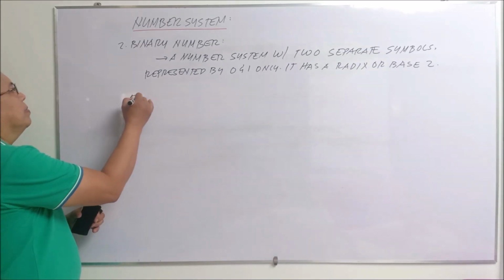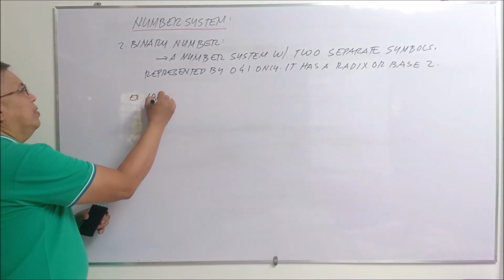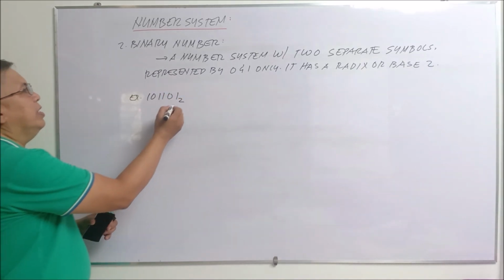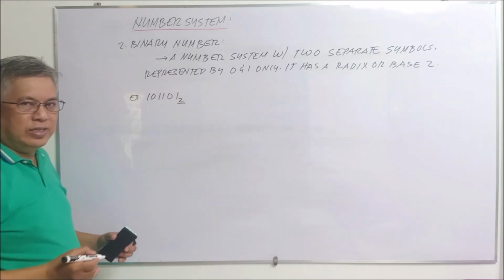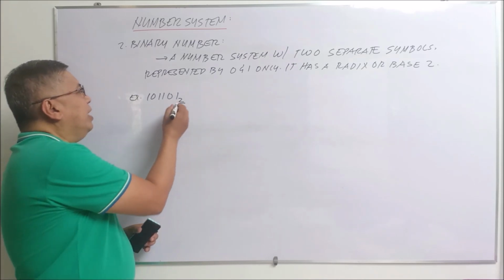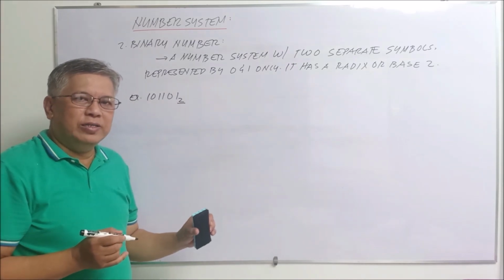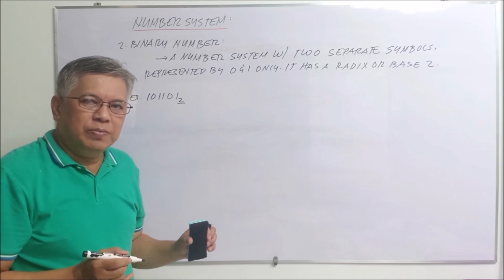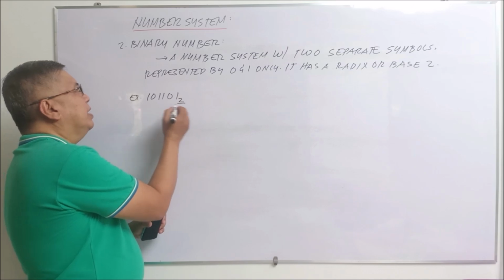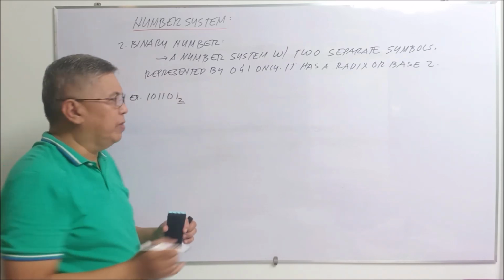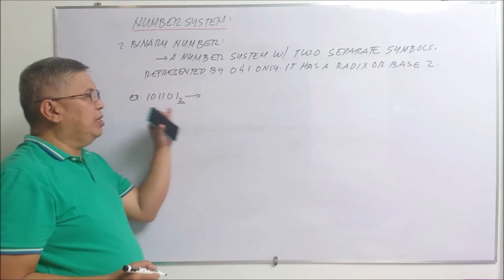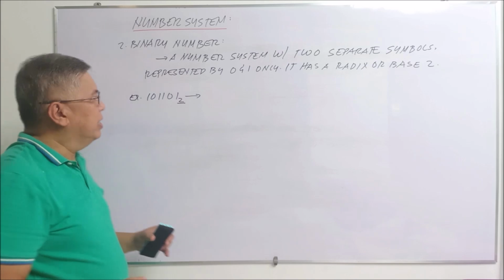Example. Say 1, 0, 1, 1, 0, 1 of base 2. Again, this one here is called the radix or the base. The radix or the base identifies the type of number system that we are using. So in this case, you have a binary number. Bi means 2, right? So, how do we obtain the positional notation of this particular binary number?